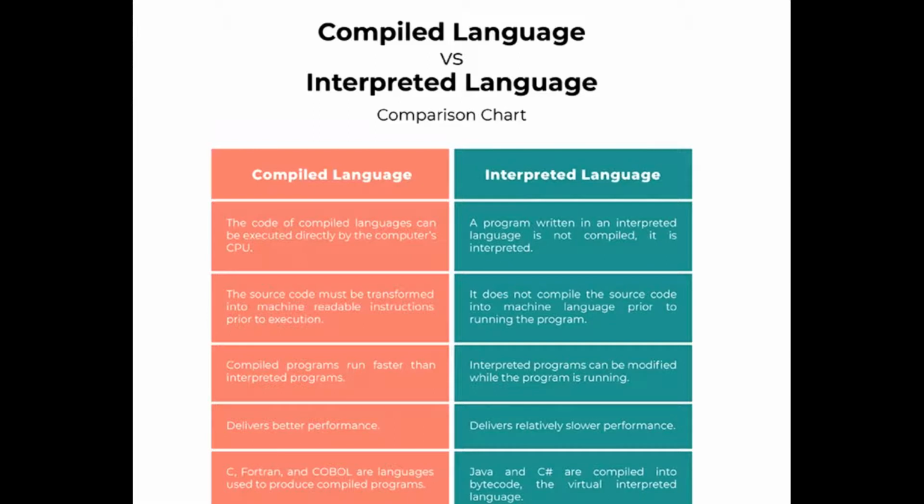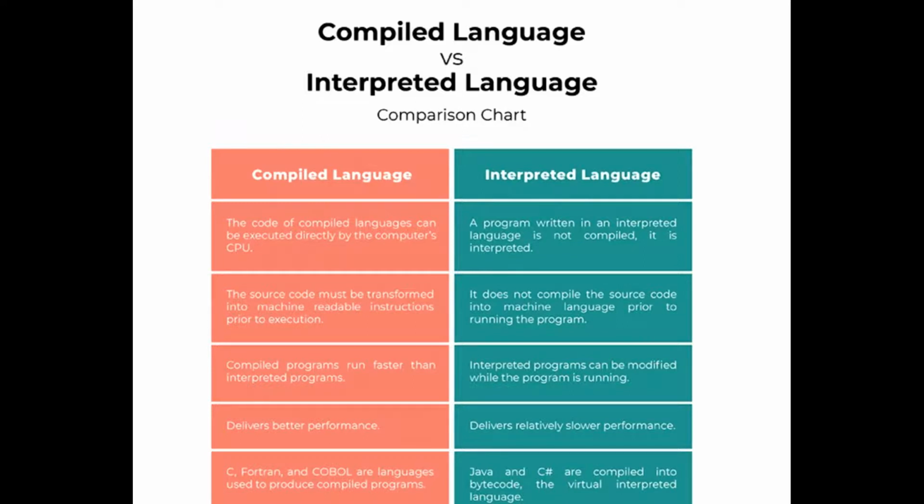Another difference is that it takes less time to analyze the source code in interpreter language, but the overall execution time is comparatively slower. On the other hand, in compiler language, it takes a large amount of time to analyze the source code, but the overall execution time is comparatively faster.